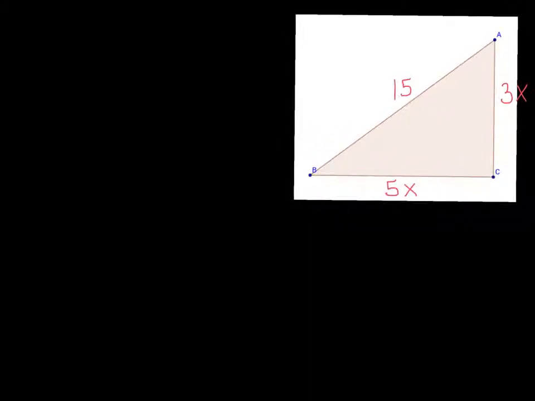It'd be one way we could go about it. And we can plug them right in, because we know that a squared plus b squared equals c squared. So I'm going to take my sides, square them, and set that equal to 15 squared.